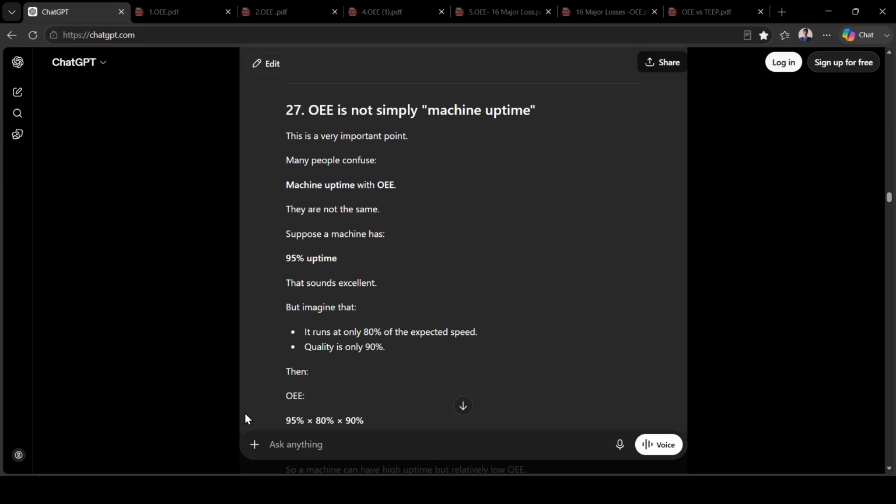OE is not simply a measure of machine time. This is a very important point. Many people confuse machine uptime with OE. They are not the same. Suppose a machine has 95% uptime, and that sounds excellent. But imagine that it runs at only 80% of expected speed, and quality is only 90%.